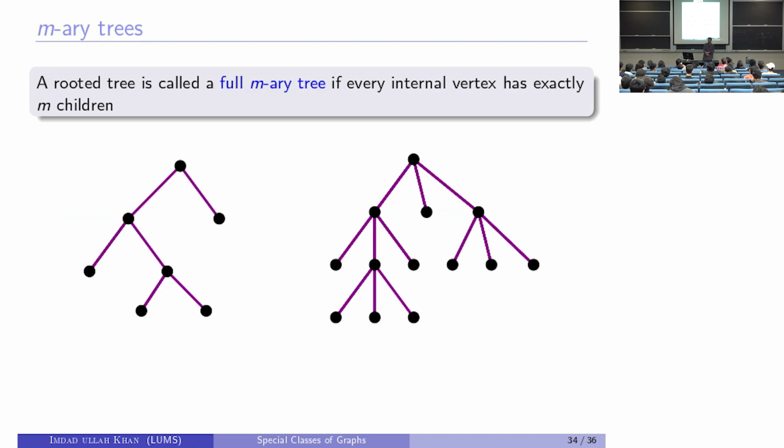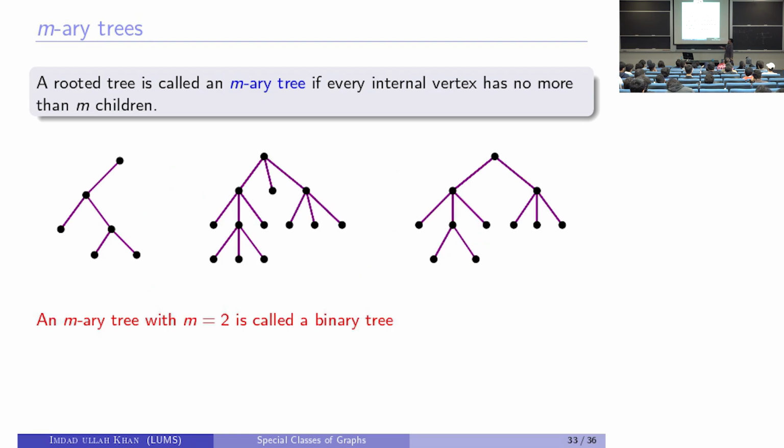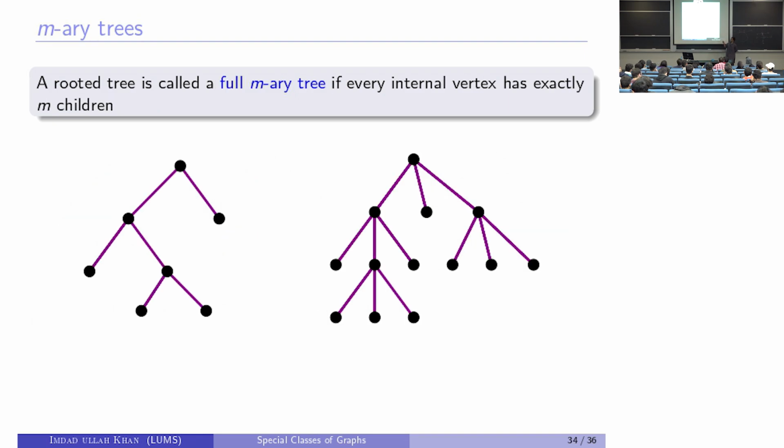A rooted tree which is an M-ary tree is called a full M-ary tree if every internal vertex has exactly m children. Okay, so in the previous one, is this a full 3-ary tree? Why not? Look at this internal node. How many children does it have? 2. Look at this tree. How many children does each internal node have? Exactly 3, right? So it's called a full ternary tree. The one on the left is a full binary tree. Everybody has to have exactly 2 children.